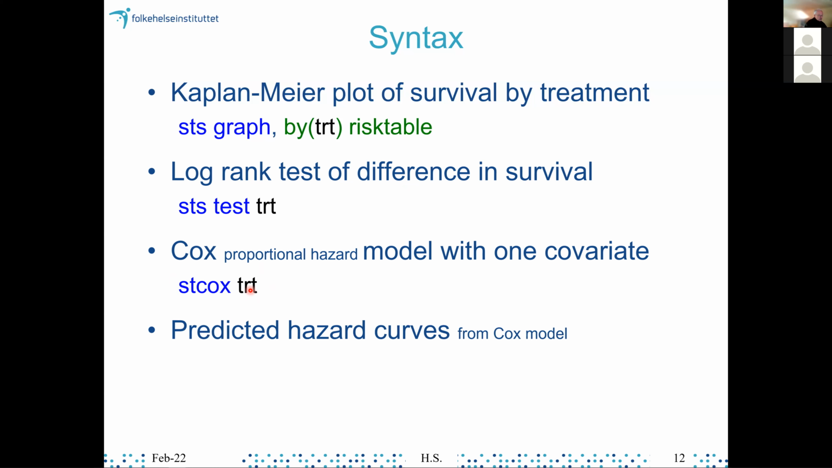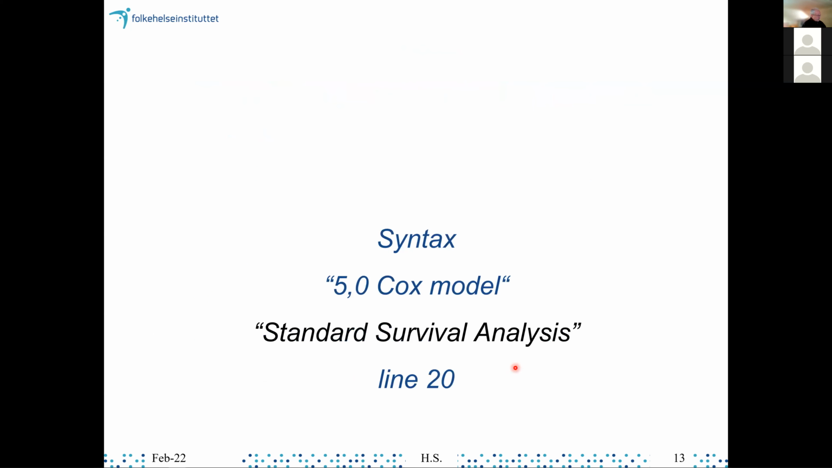We can predict from the Cox models if we like. Here are predicted hazard curves. So we do stcurve. We want to predict hazards, and this is specifying the contrast or the variables that we would like to compare. So at 1 is treatment equal to 0, and at 2 is treatment equal to 1. Okay, so now let's take a look in the syntax how this is done.